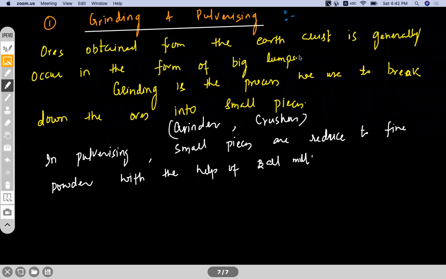One second, Shashank. Reduced to fine powder with the help of the ball mill. Ball mill is the machine that we use. Correct. Now, this first step is done. Grinding and pulverizing, we are done with it. The next step is the concentration of ore.